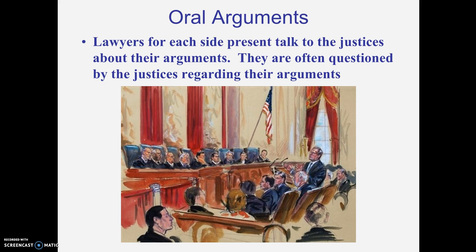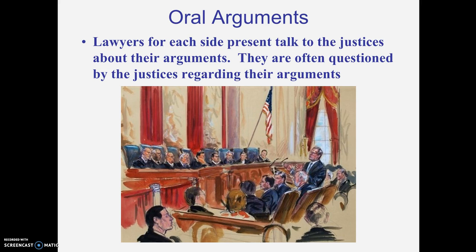After the briefs have been read and studied, there will be a brief session of oral arguments. And this is the part that looks most closely like a typical court case. You have, as you can see in the image, the judges sitting at the bench. You've got the lawyers in front of them, and the lawyers are using this time to talk about the arguments that they're making, to pull the justices over to their side of the argument.